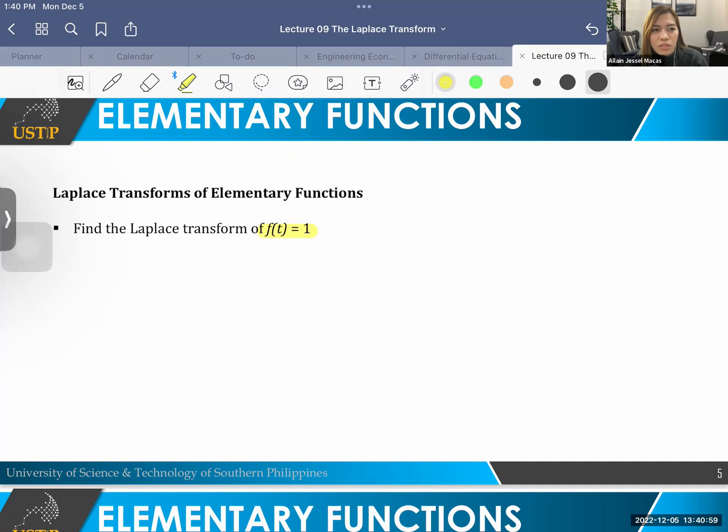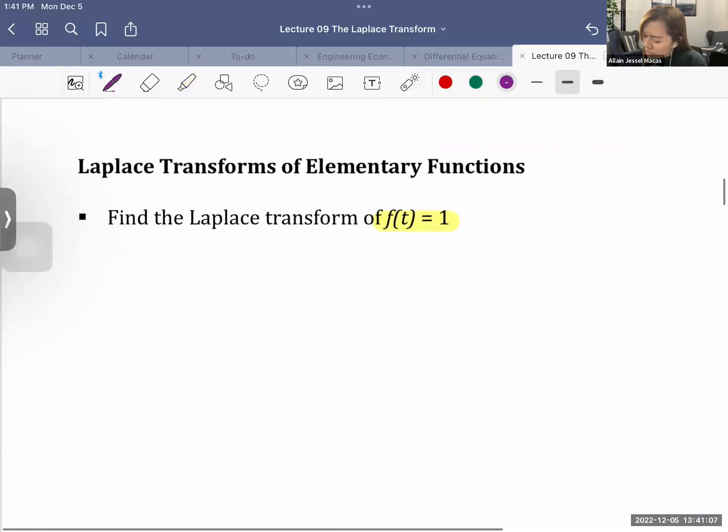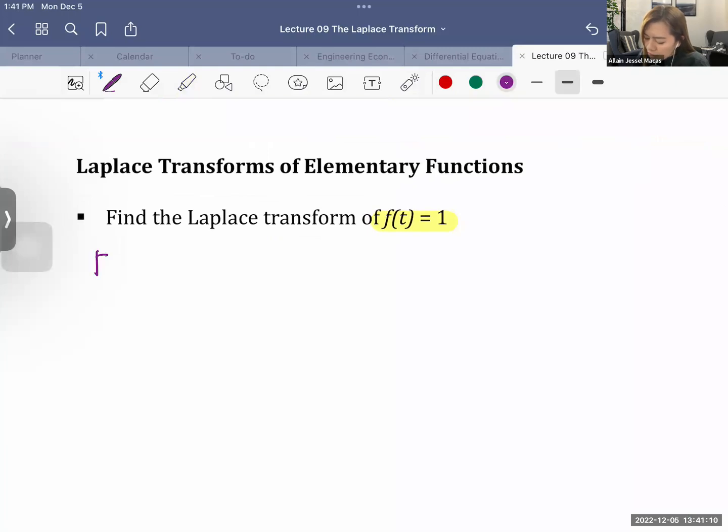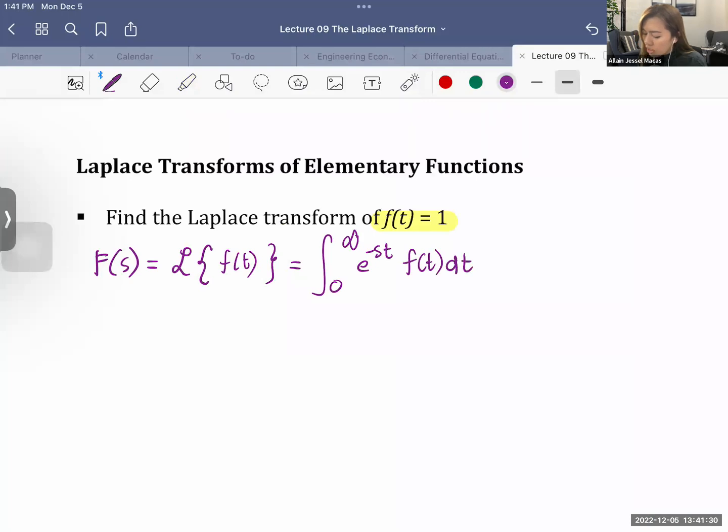From our definition of the Laplace transform, if you can recall, I hope you can recall, maybe it's your first time. We have F of s, meaning we want to get the Laplace transform of f of t. Let me rewrite that first: the integral from 0 to infinity of e to the negative st times f of t, dt. Now if you want to get the Laplace transform of 1, what does the integral look like here?